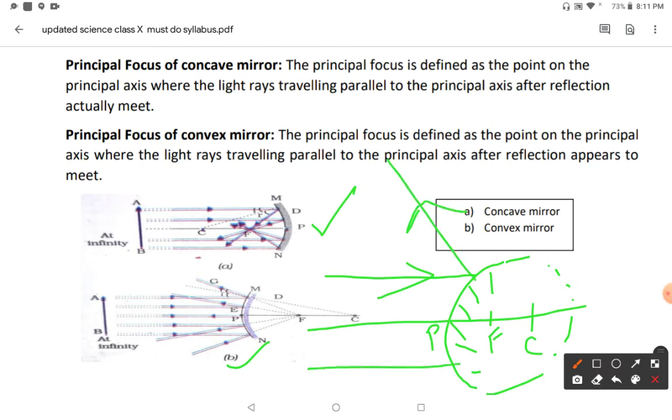Similarly, another ray parallel to the principal axis is diverted, but the principal rule will be the same. After reflection, a ray parallel to the principal axis appears to pass through the focus, because image formation in the convex mirror is always behind the mirror. So after reflection the rays always appear to meet.